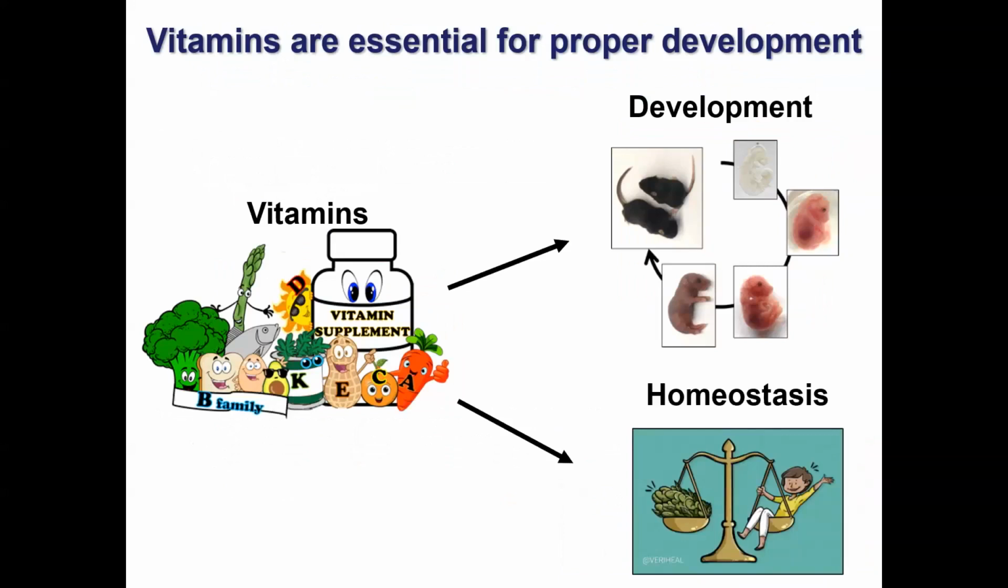Okay, so we all know how important vitamins are for proper development and homeostasis, right? We know that all vitamins, with the exception of a few, are essential. What that means is that our bodies cannot synthesize them, and so we need to obtain them from different food sources. Today, I will be talking about vitamin B12, also known as cobalamin, and I will be using B12 and cobalamin interchangeably throughout the talk, and it just means the same thing. I will be talking about the role of this vitamin in development and disease.